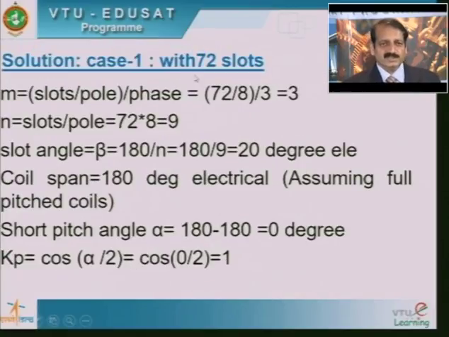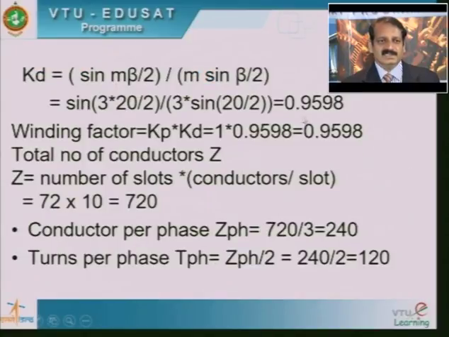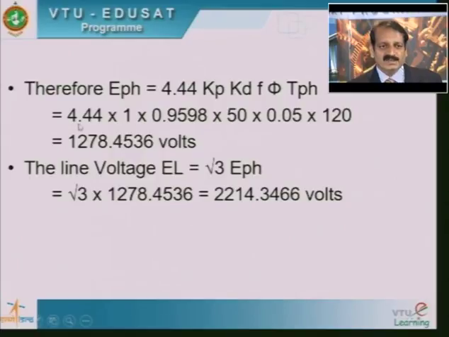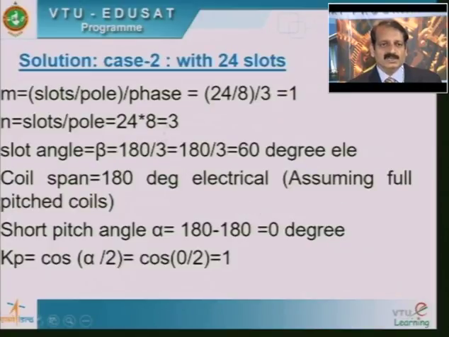So, in first case with 72 slots, the calculations are as usual. So, we will calculate Kp as equal to 1, Kd as this 0.9598, winding factors, Z, the procedural step remains the same. So, we get E phase is equal to 1278, line voltage as 2214.34.